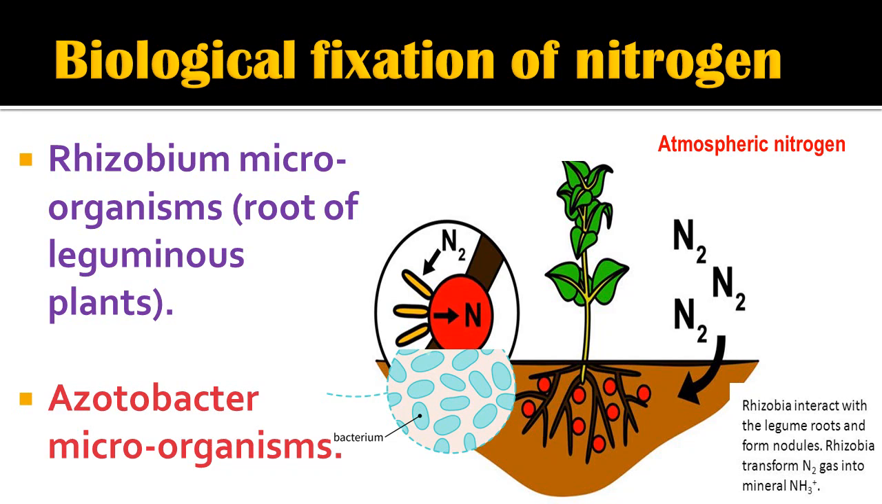Okay, and so these rhizobium interact with the legume roots and form root nodules, and rhizobia transform atmospheric nitrogen into mineral NH3. So N2 is getting converted into NH3, that is nitrates and nitrite. This is how the rhizobium microorganism helps to convert the atmospheric nitrogen, that is N2, into NH3, and this is how the nitrogen can be used to obtain proteins in the plants.